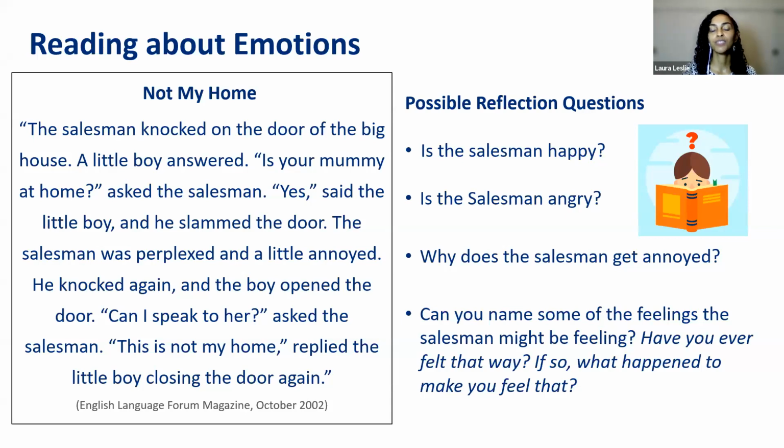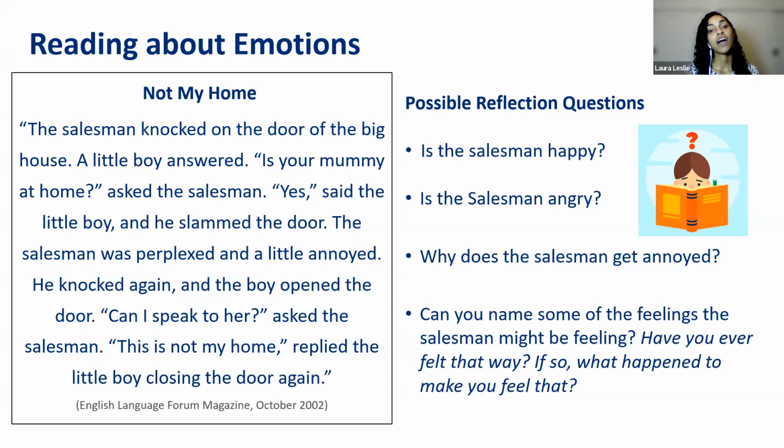So as you can tell, it's a bit of a funny story, kind of like a joke, but it does serve the purpose of literature. And so here we have some reflection questions, and you'll notice the first two are shorter. They're just yes or no questions. So is the salesman happy? Is the salesman angry? So you're just getting the students to think about those emotions.